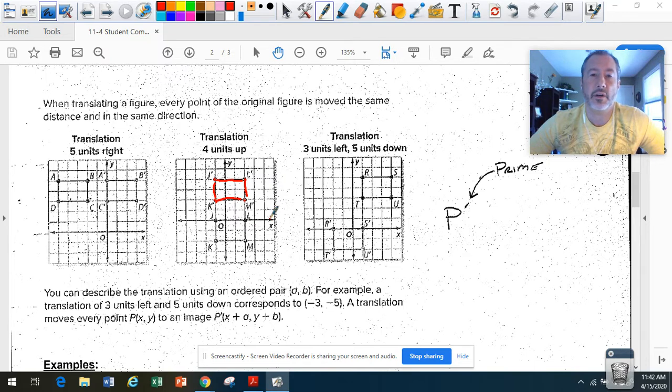Okay, now this one is asking us to do 2 things. We're going to move left 3 and we're going to move down 5. Well, here's my original right here. So here's where we are starting. So let's start here with the R.